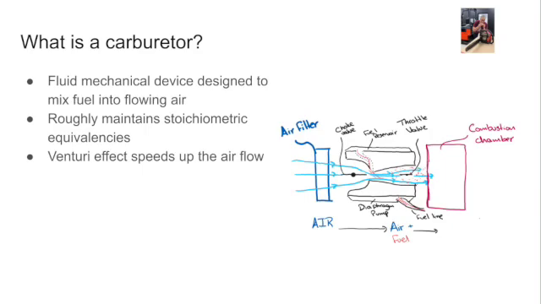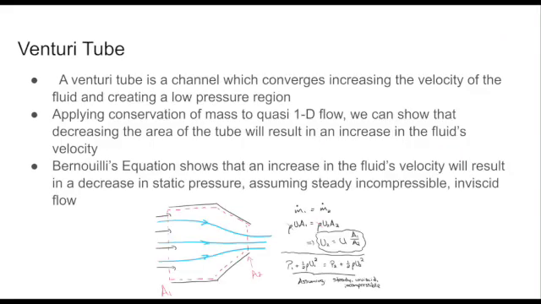In order to mix the two fluids together, carburetors make use of the Venturi effect. The Venturi is a tube which converges, speeding up the flow of the air, allowing it to mix with the gas. We can show that the tube is able to do this by applying conservation of mass to quasi-one-dimensional flow, which shows that a decrease in the area of the flow will result in an increase in velocity. Bernoulli's equation then shows that this increase in velocity will result in a decrease in static pressure, assuming steady incompressible flow.